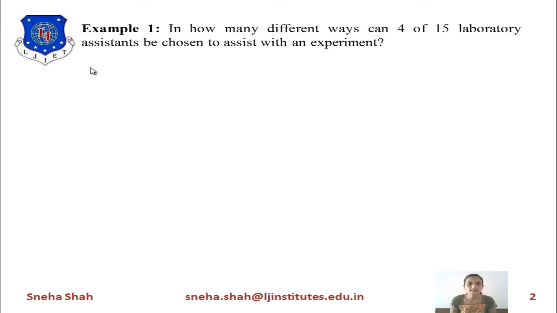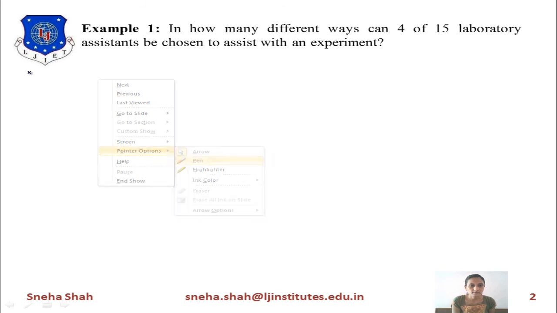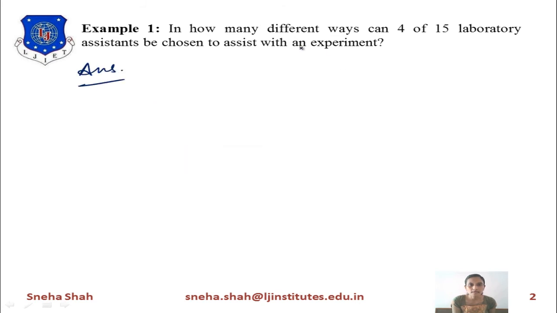The first example is: in how many different ways can 4 of 15 laboratory assistants be chosen to assist with an experiment? To solve this example, we have to find four different ways from 15 laboratory assistants. There is no particular way in which we have to arrange these laboratory assistants, so we can take any 4 combinations from these 15.